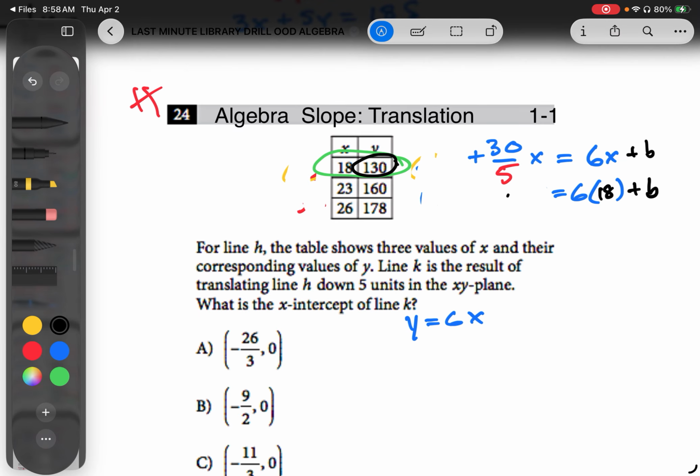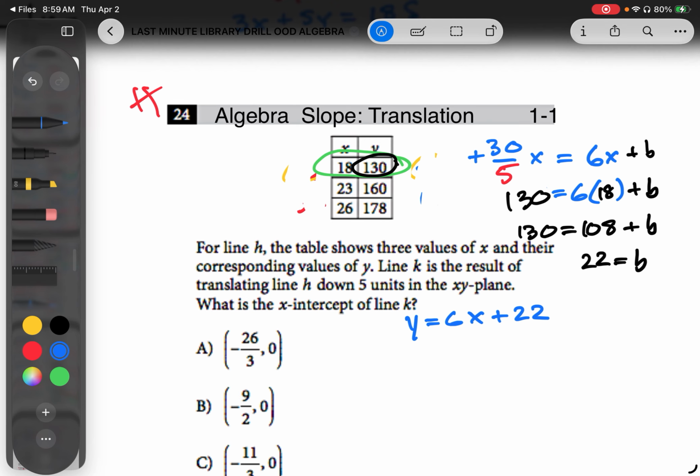Now we're going to figure out what our y-intercept is. All right, so let's do our jobs. 130 equals 6 times 18, which is 108, plus b. Then we solve for b. Subtract 108 from both sides, so b equals 22. So our formula is y equals 6x plus 22.